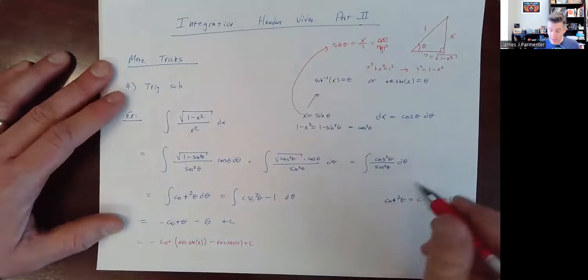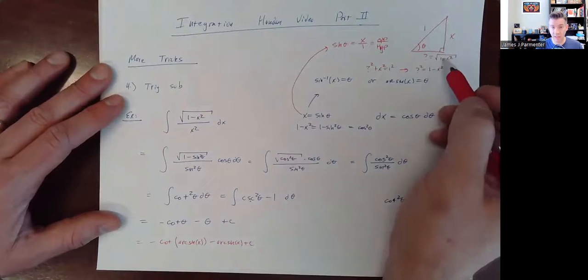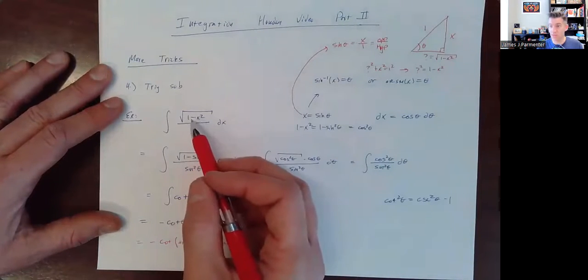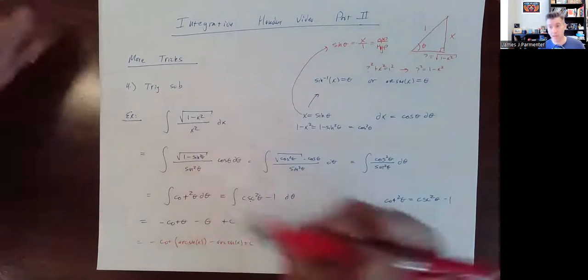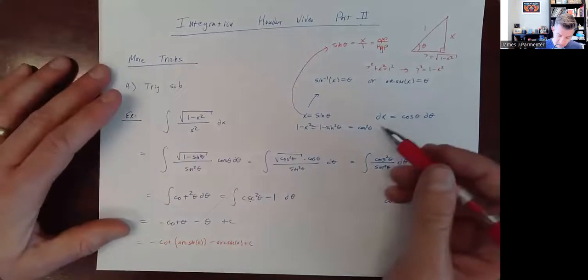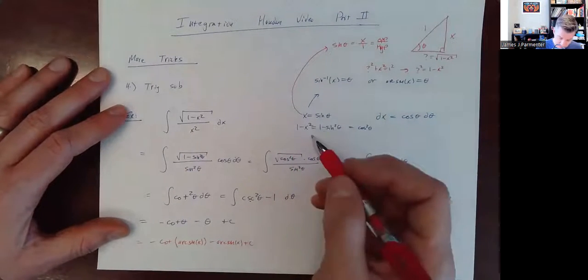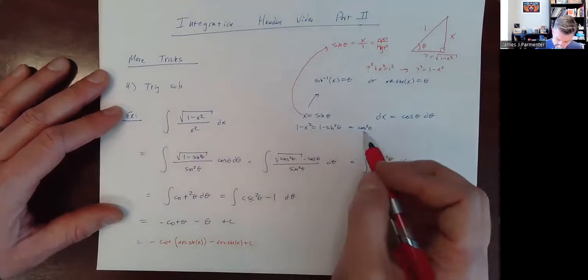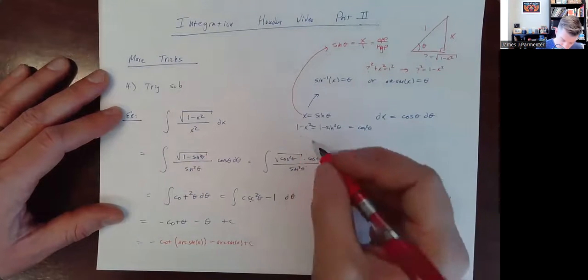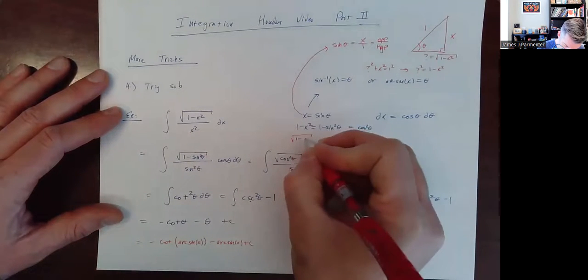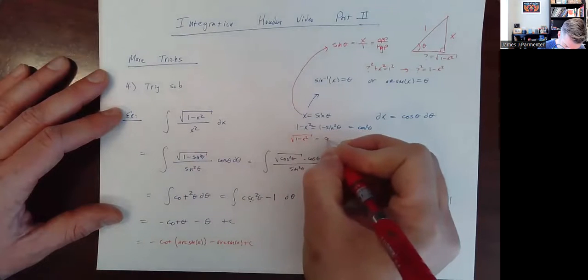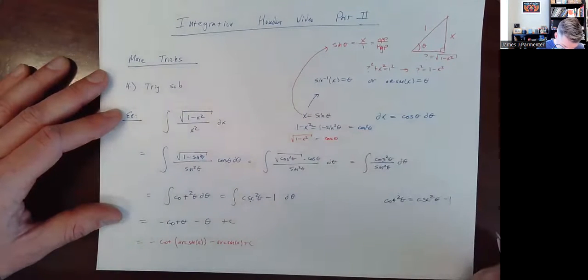Pro tip: the unknown side of the triangle is always going to be the square root radical thing that made you do the trig sub in the first place. Always happens that way. Alternatively, if you prefer, you can use a trig identity and say, well, I know that cosine squared theta is equal to 1 minus x squared, so the square root of 1 minus x squared is equal to cosine of theta.